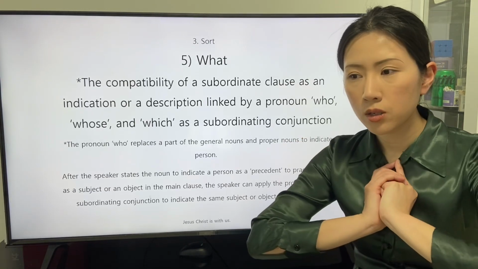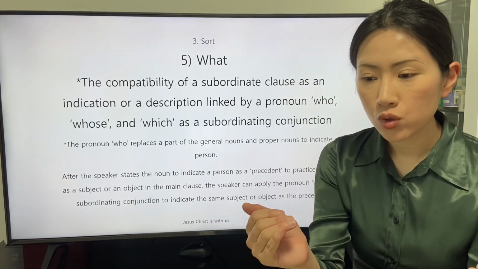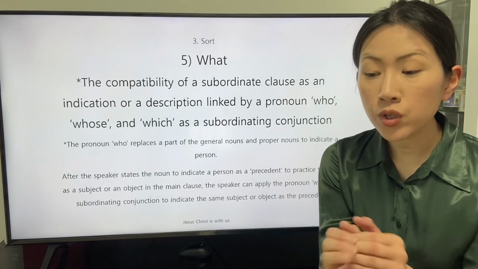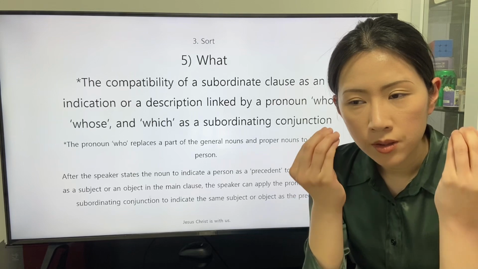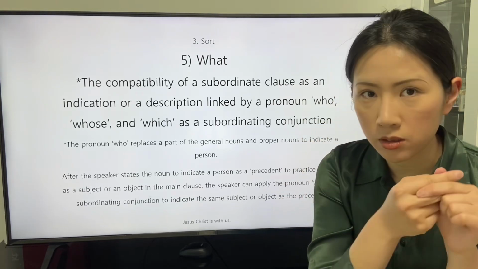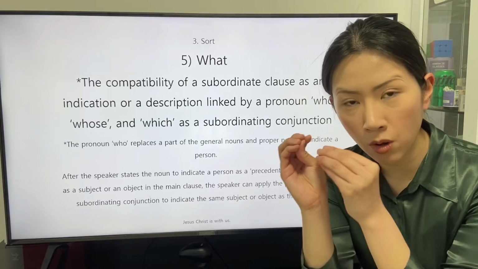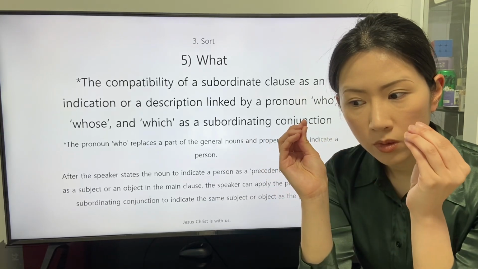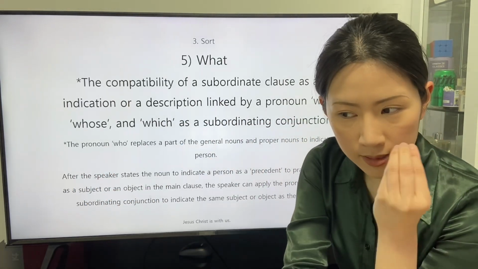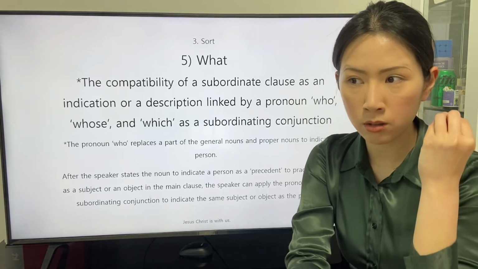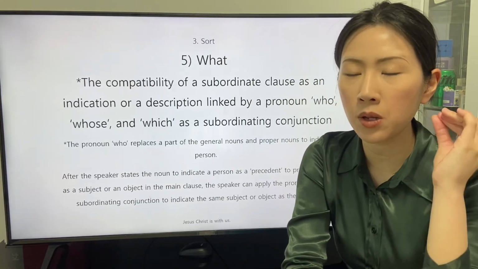The speaker selects the pronoun what to indicate a subject or object with the description in the subordinate clause. The speaker does not indicate the subject or object in the main clause that is the same subject or object indicated by the pronoun what.